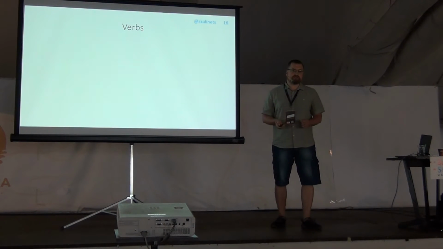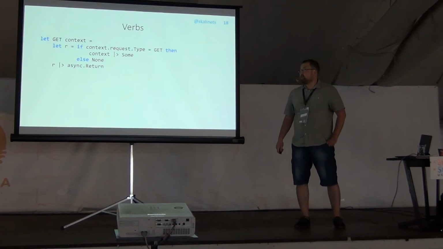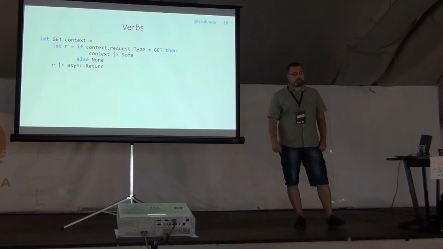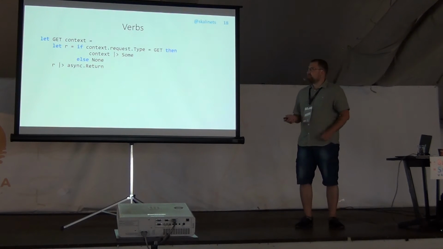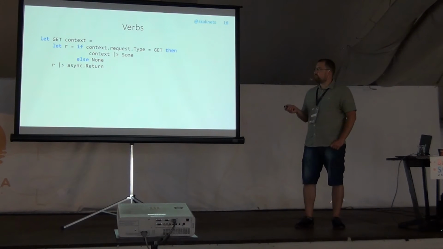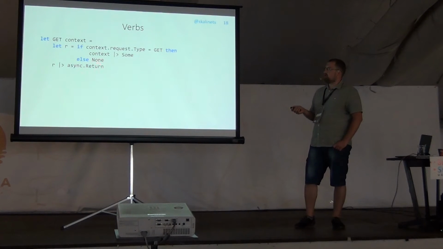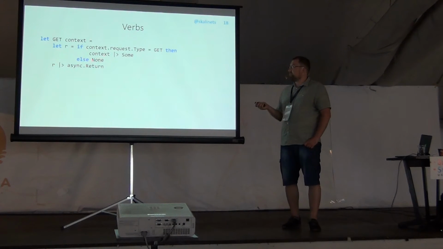What about verbs or HTTP methods? They are also handled by web parts. For example, we would like to match a request whether it is a GET or POST or whatever. This is done in this way. We are creating the function GET. The function GET accepts context, and then we perform some check. Let r mean that we have a value r, and this value will be: if the request type is GET, then we return the same context. If not, we return None.